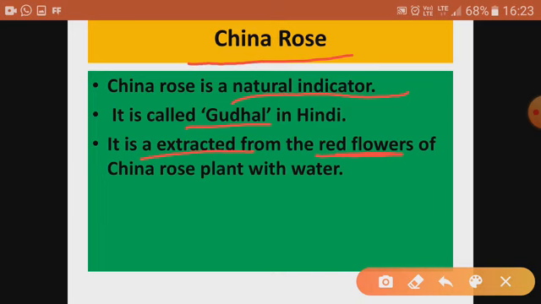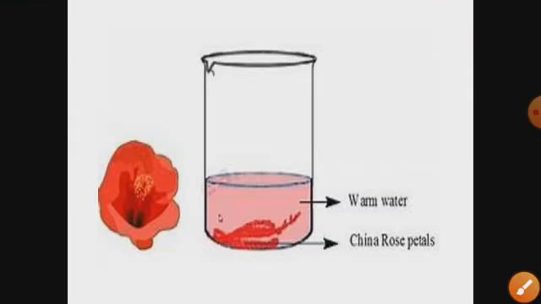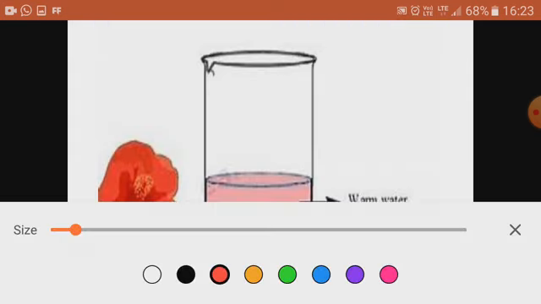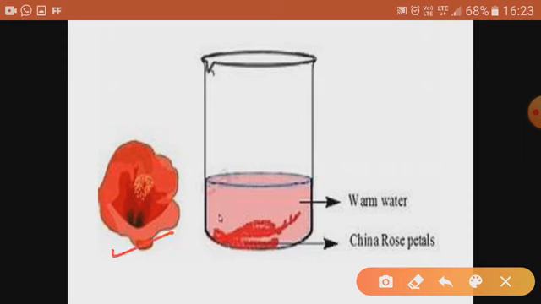What you have to do is just see this picture which is shown here. This is how they have made the China rose indicator. This is the China rose flower. You have to pluck 2-3 China rose flowers, okay? Then you have to crush them, mix them with water, boil it, and just strain it out. Whatever solution or extract you get will be the China rose indicator, or China rose extract. You can use this as an indicator.